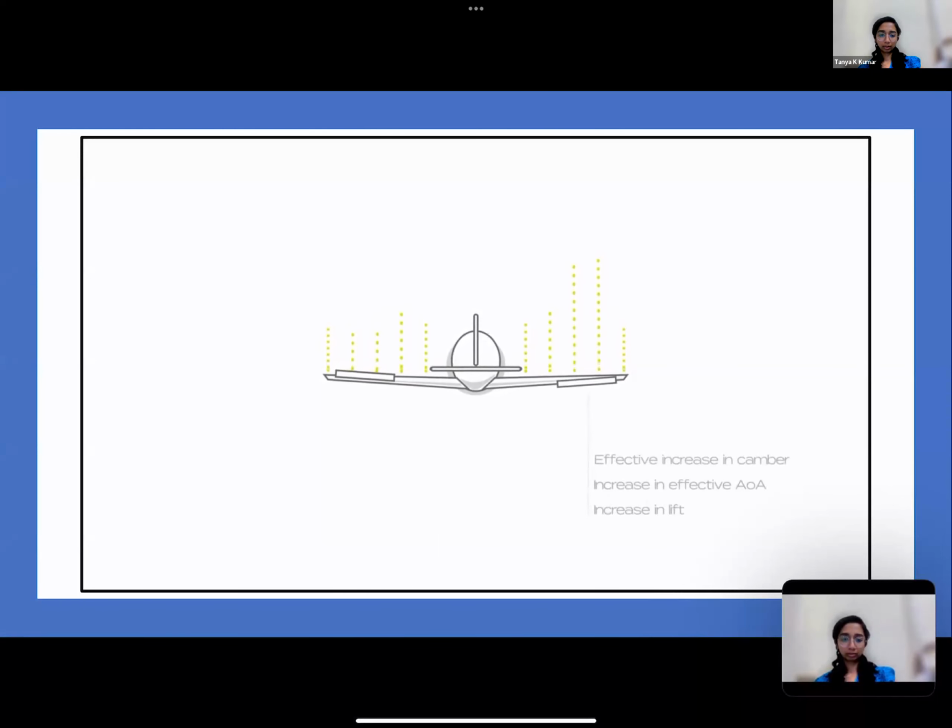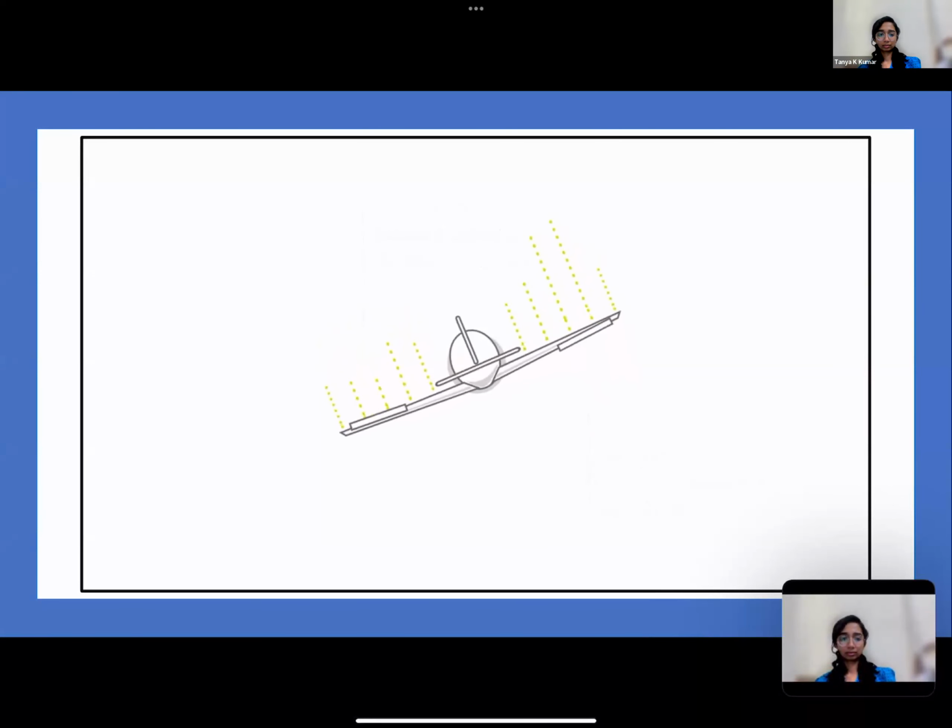Deflecting the left aileron up causes an effective decrease in the wing's camber and a decrease in the effective angle of attack. The lift from that section of the wing reduces. The primary effect of aileron deflections is a roll.